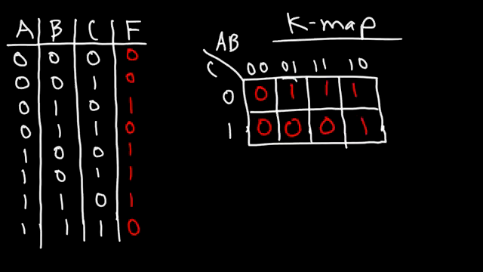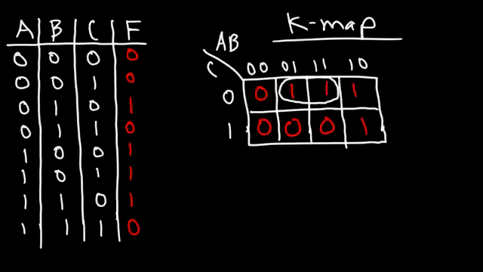We can circle one 1, or we could circle 2 1s, but we cannot circle 3 1s. The number of 1s that you can circle could be 1, 2, 4, 8, and so forth. It has to be a power of 2. So you can't circle 3 1s, 5 1s, 6 1s. Not going to work. So the best thing we can do is circle 2 groups or 2 pairs of 1s.